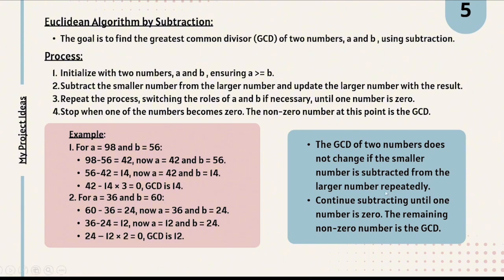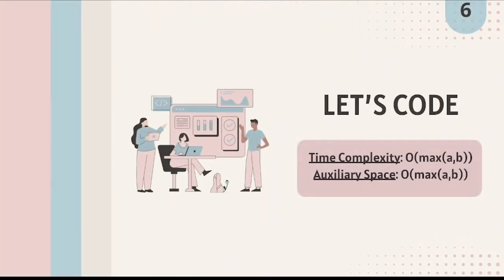So these are the key points. Just have a look here. GCD of two numbers does not change if the smaller number is subtracted from the larger number repeatedly. Key point. And you have to continue subtracting till one of the numbers is 0. So the remaining non-zero number is the greatest common divisor. Got it? Next.